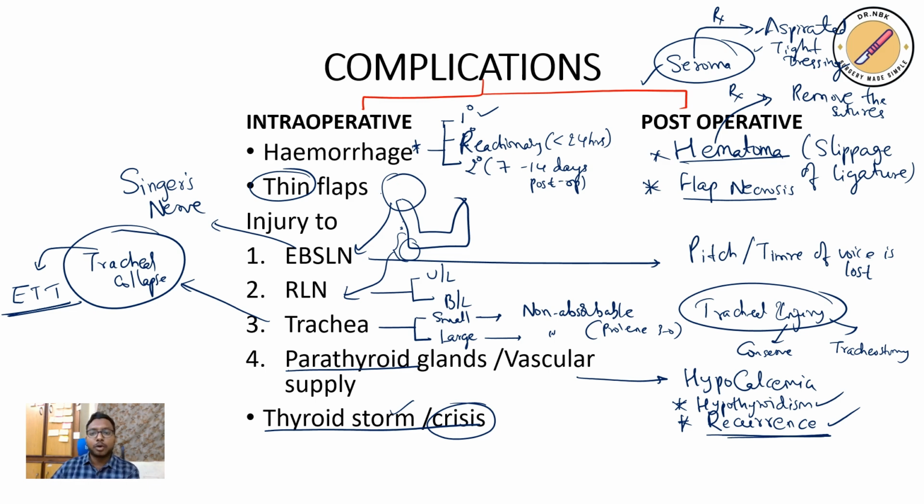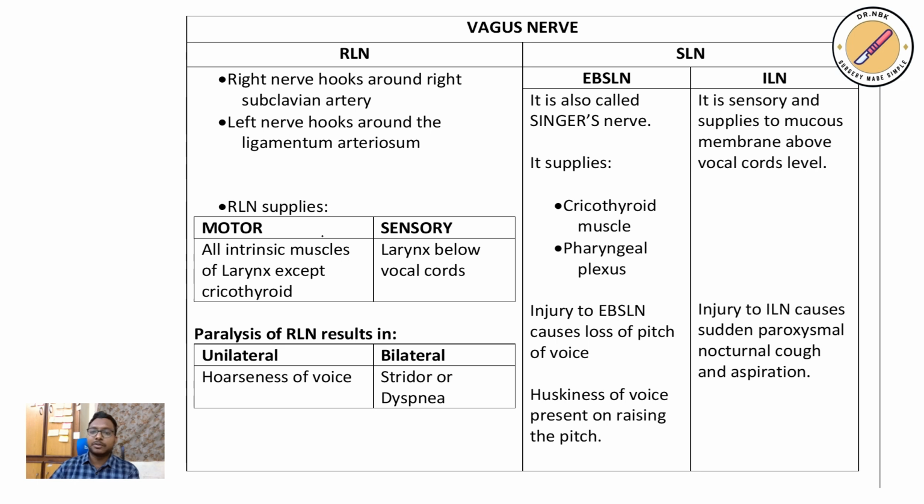We will see in detail what the required things are. So first one is neurological complications. Mainly the vagus is divided into the recurrent laryngeal nerve and the superior laryngeal nerve. The recurrent laryngeal nerve is also called the inferior laryngeal nerve. On the right side it hooks around the right subclavian artery, whereas on the left side it hooks around the ligamentum arteriosum. The recurrent laryngeal nerve supplies all the intrinsic muscles of the larynx except cricothyroid, which is supplied by the EBSLN. It is also a mixed nerve, so sensory supply is to the larynx below the vocal cords.